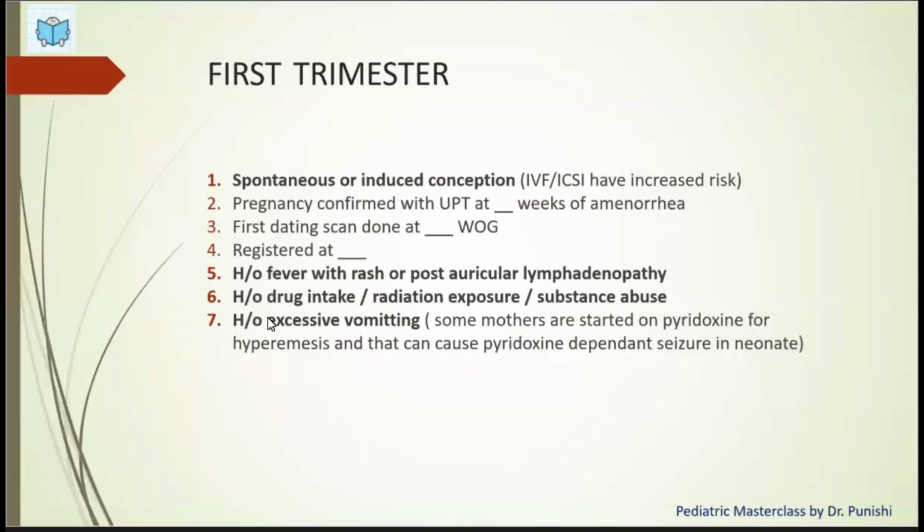The last question is whether the mother had a history of excessive vomiting, also called hyperemesis gravidarum. Why is this important? Some mothers who have severe vomiting might be started on pyridoxine because it helps with the vomiting. When the mother is taking very high doses of pyridoxine, it can lead to pyridoxine dependent seizures in the newborn. This is very rare, not something that happens commonly, but it is a possibility. So, if the mother has had hyperemesis gravidarum and has received very high doses of pyridoxine, this is another thing to consider in a child who's having seizures in the neonatal period.